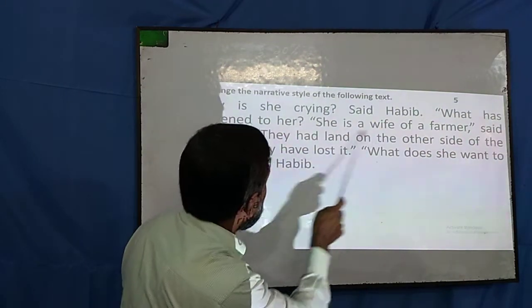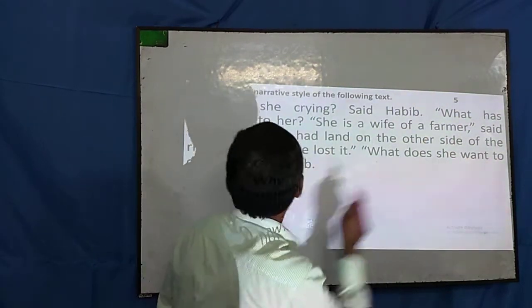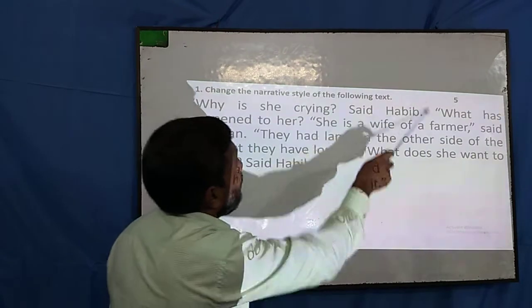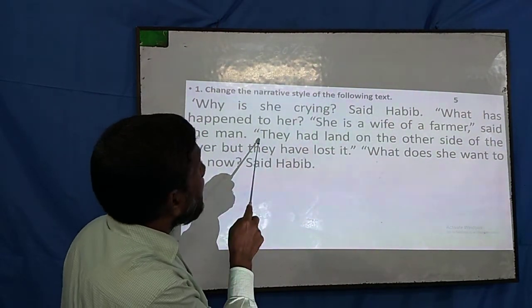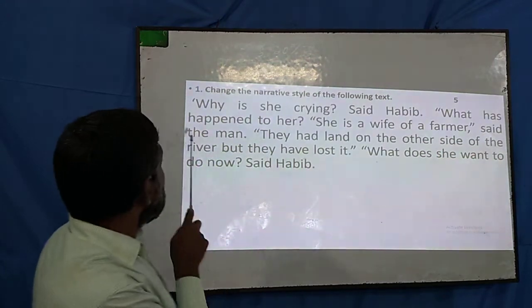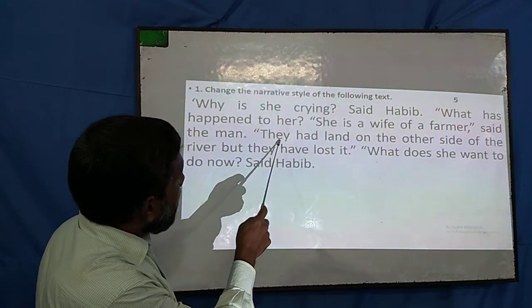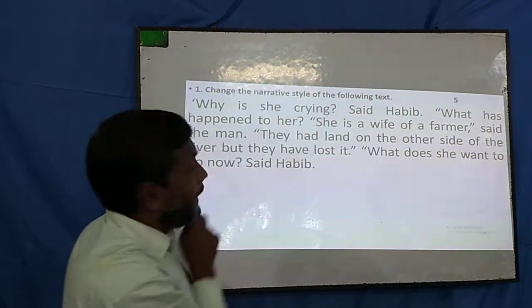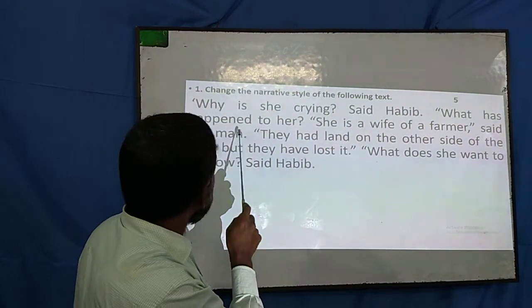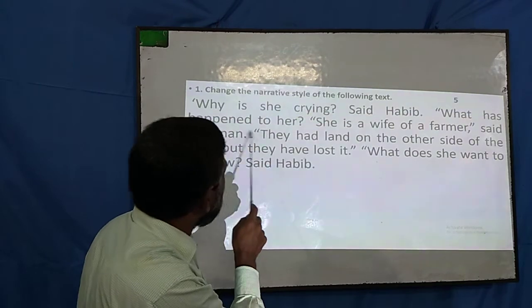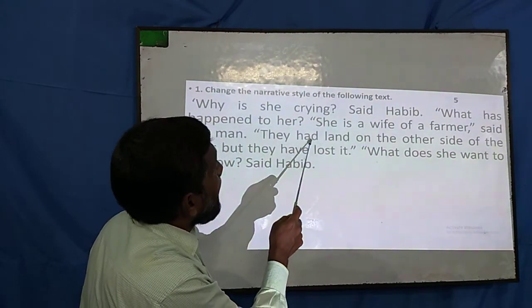Again, the speaker of this reported speech is that very man, and again he will be the listener. So I will write, he added that. That means the man added that, because the statement is in the assertive form. So he added that, or the man added that, they had.